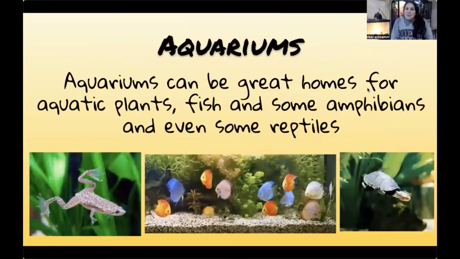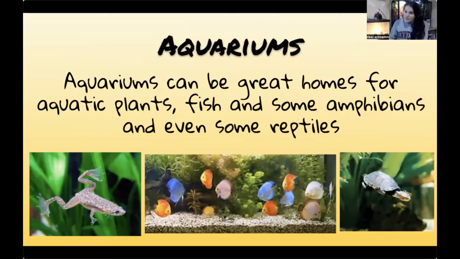Okay, so aquariums can be great homes for aquatic plants, fish, some amphibians, and some reptiles. So I say some amphibians and some reptiles because amphibians often live in land and water. So sometimes you might have certain types of frogs that live in water mostly, or certain types of frogs that live on land mostly. So it kind of depends on which kind of frog you're talking about. The frog in the picture, I have 3 of those kinds of frogs, and those are African dwarf frogs, and they do live in the water, so I have them in an aquarium.